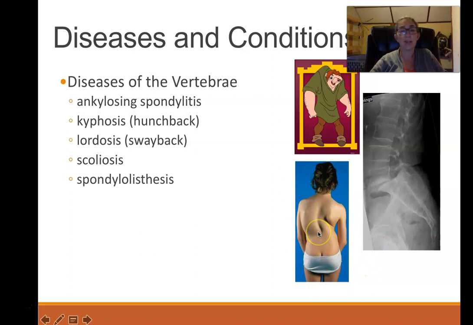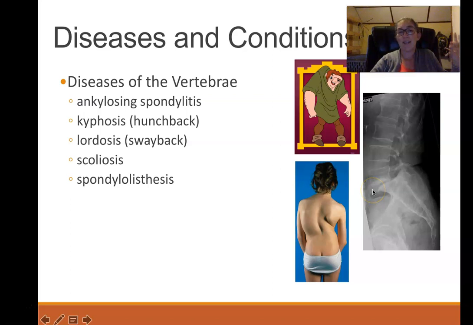And spondylolisthesis means a slipping of the spine. So this picture here is looking at spondylolisthesis. So here is the sacrum, and then here's the lumbar spine. And so you can see the lumbar spine is sort of slipping off the front of the sacrum. It should be shifted back a little bit and really positioned right here, instead of slipping off the front of the sacrum.